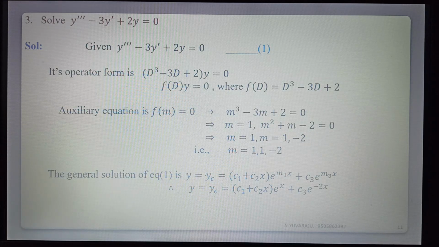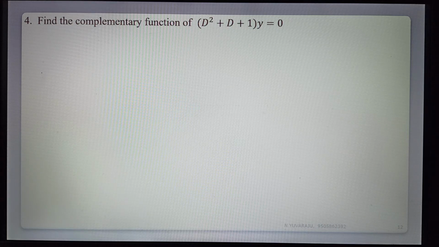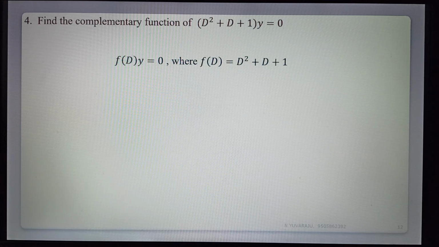So next one, find the complementary function of (D^2 + D + 1) y = 0. Complementary function is also the solution of the homogeneous equation, both are the same. So the given operator form is f(D) y = 0, where f(D) = D^2 + D + 1.